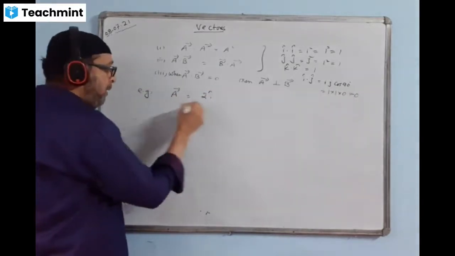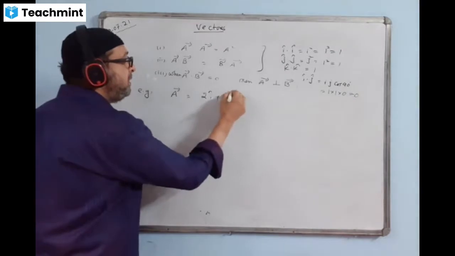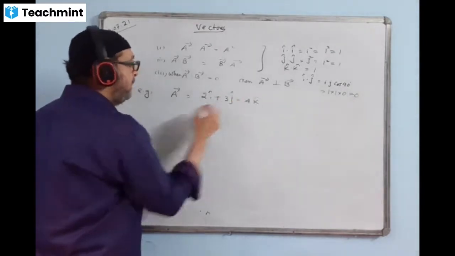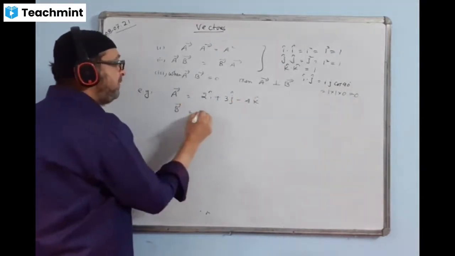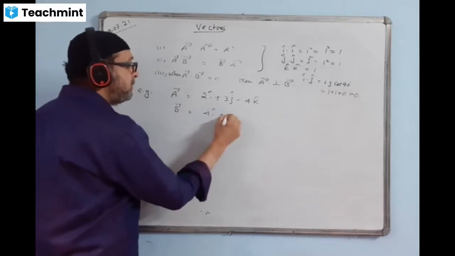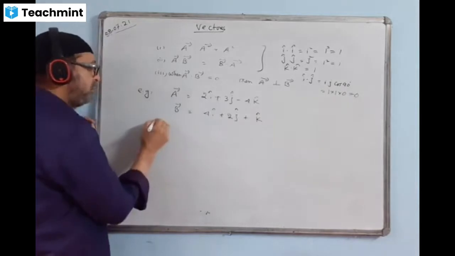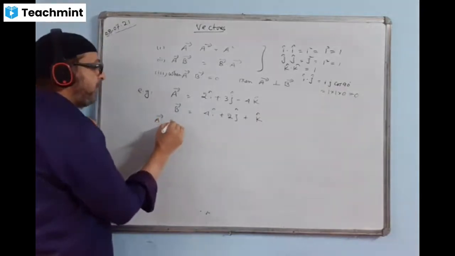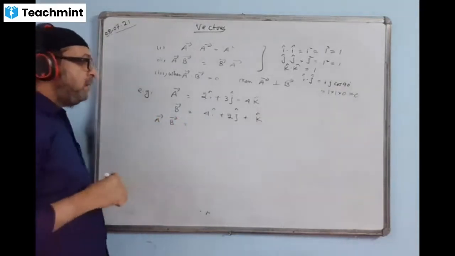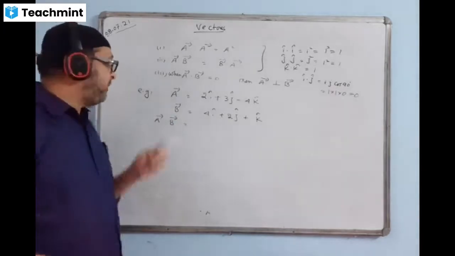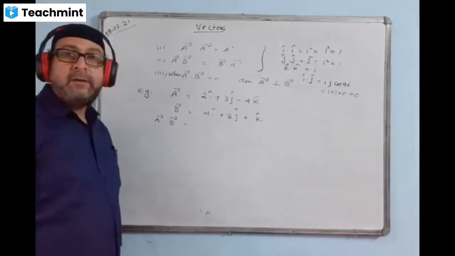Example. Vector A is 2i plus 3j minus 4k, and another vector B is 4i plus 2j plus k. Anything can be taken. Now the question is, let us find A dot B. Let us find the dot product between A and B. How do we find the dot product?